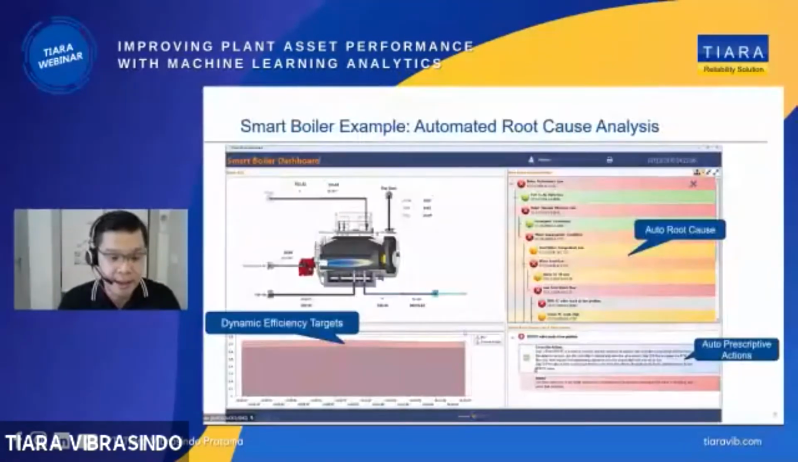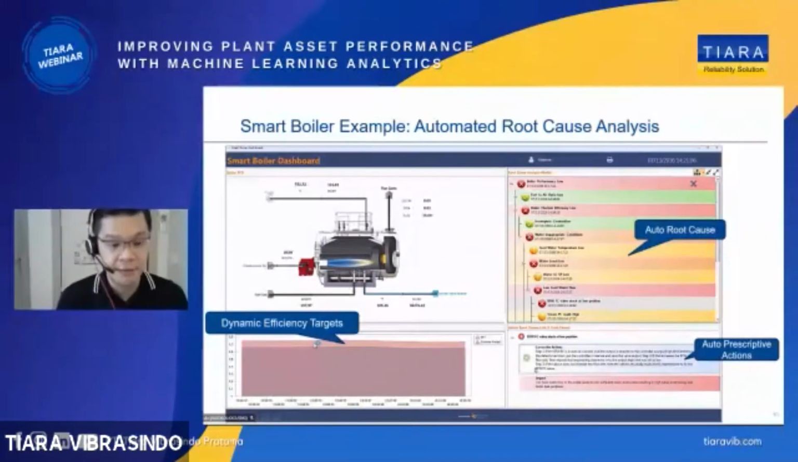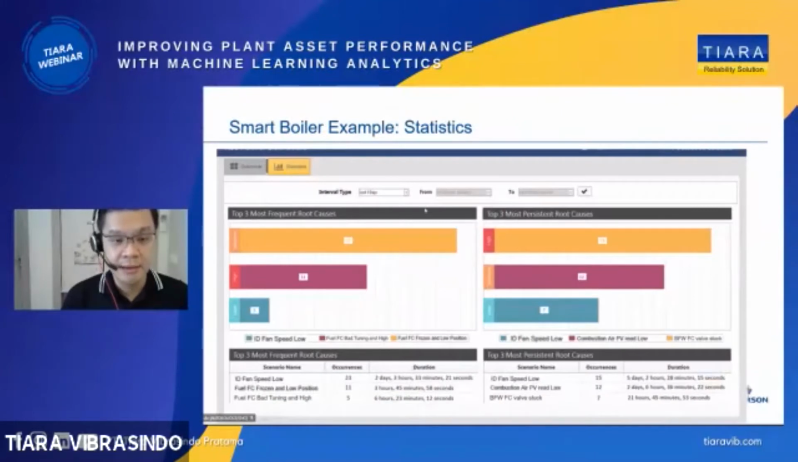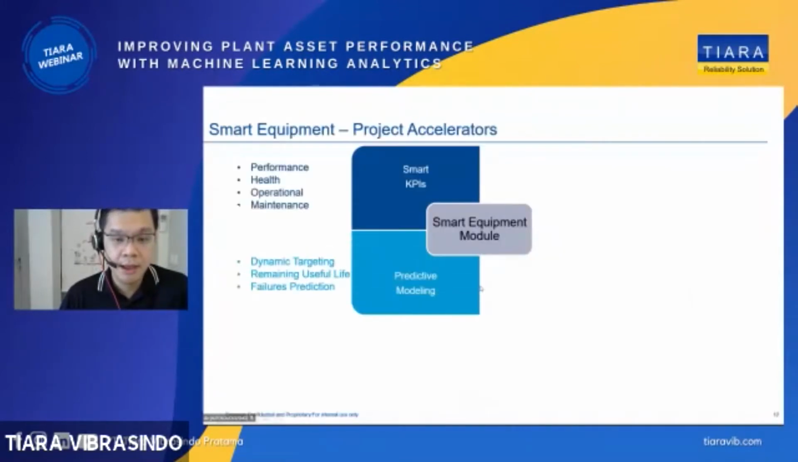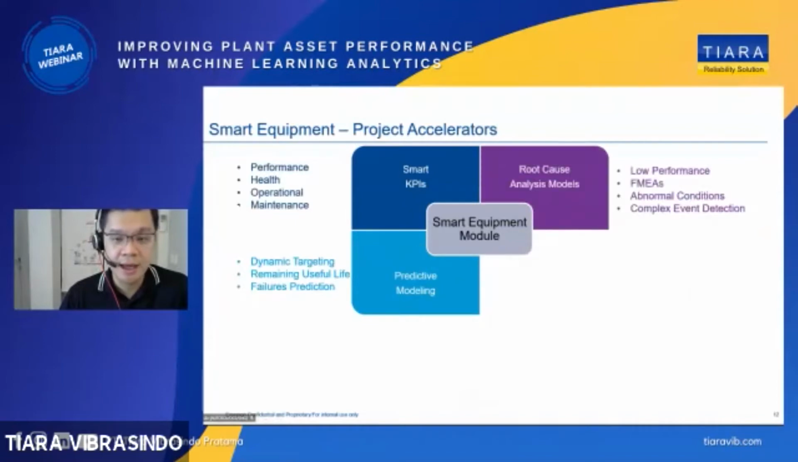And then again, here is a model calculated efficiency compared against the actual efficiency calculated using formula. So here there is a dynamic target. Again, you can see all the summary of this boiler, whether there's an ID fan issue, whether there is a combustion air issue. You can see the summary of all this in the statistic dashboard.